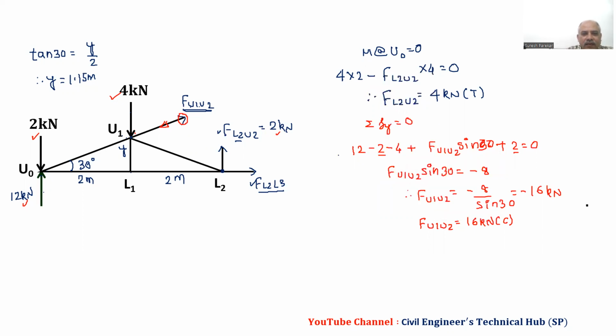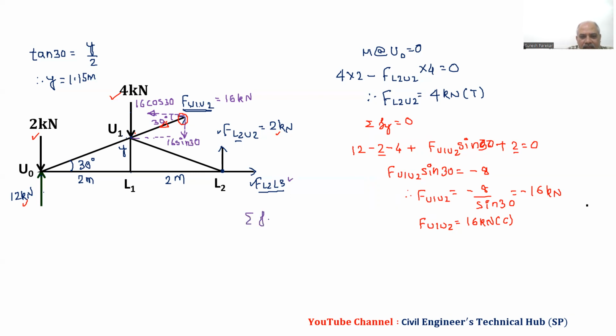Now you can see, if you look carefully, we have unknown only in x direction, and that is F U2 L3. Now we have two components of this. One component will be horizontal, and that will be this U1, U2, which is 16 kilonewton. So we have this as 16 cos 30. This angle is now 30 degrees. So we have vertical, which is downward now, that is 16 sin 30. But we are interested only in x because we have L2, L3 in x direction.